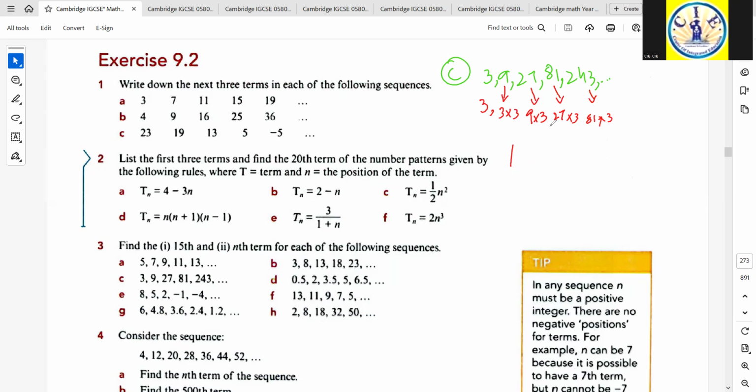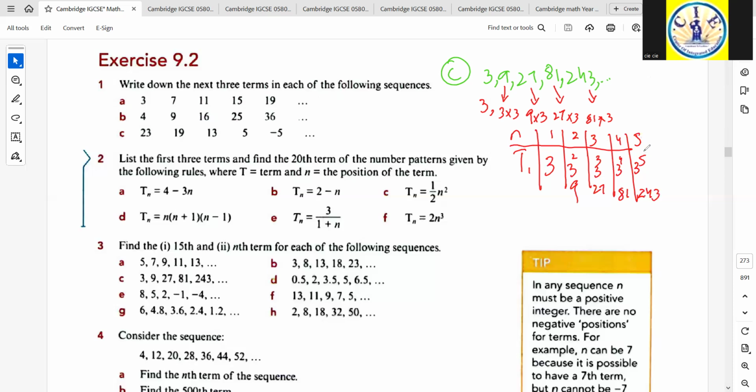If you just see that terms are going to be term 1 and so on, for n. If n is 1, term 1 is 3. Then the second term is 3 raised to power 2, which is 9. Then the third term is 3 raised to power 3, that is 27. The fourth term is 3 raised to power 4, that is 81, and then the fifth term is 3 raised to power 5, that is 243.